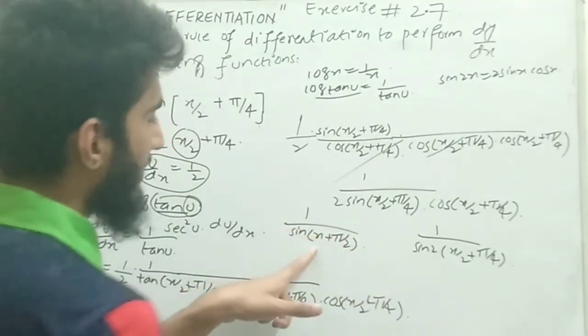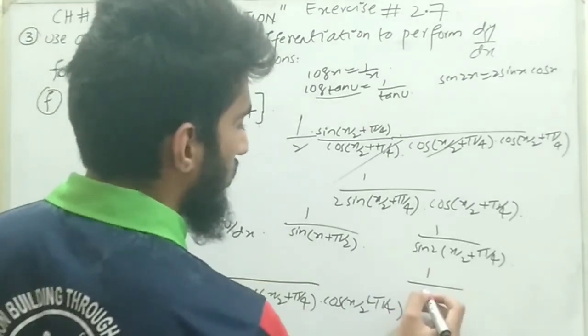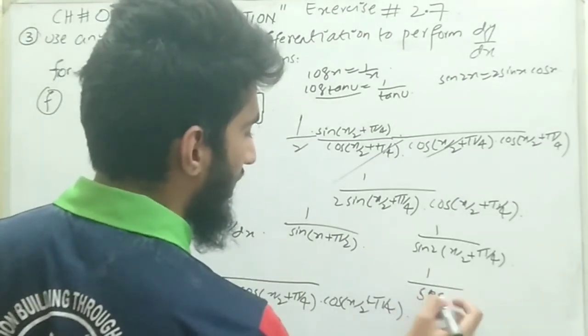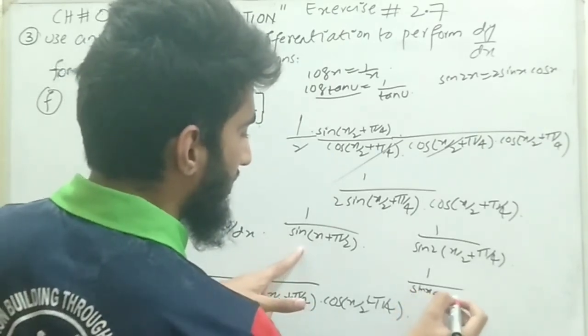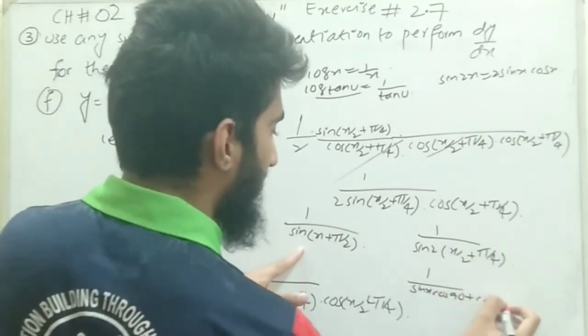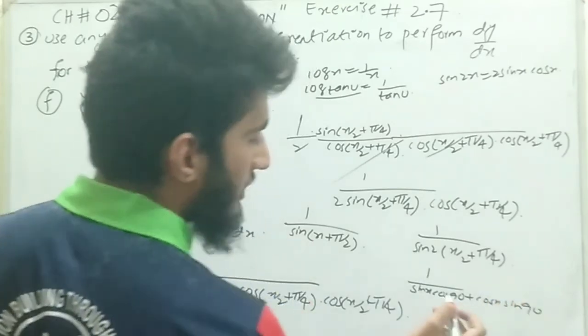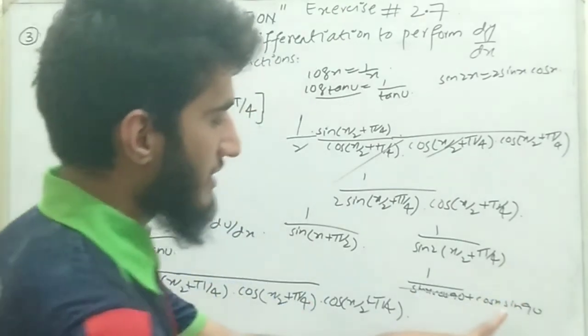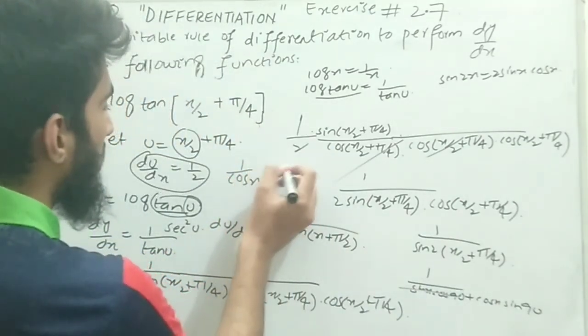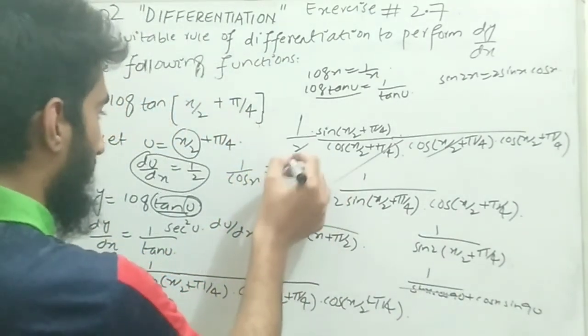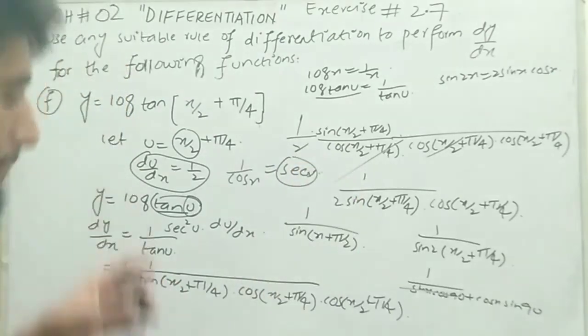After this we will expand this formula. It will give us sine x cos 90 plus cos x sine 90. You know that cos 90 is 0, so that whole term will be 0, and sine 90 is 1, so we get 1 over cos x. And you know that 1 over cos x is equal to secant x. So the result will be secant x for part A.